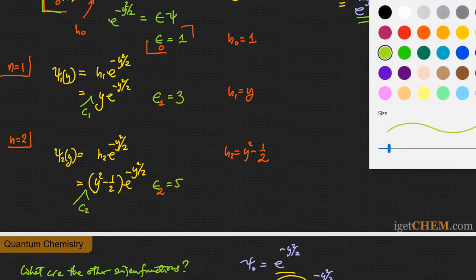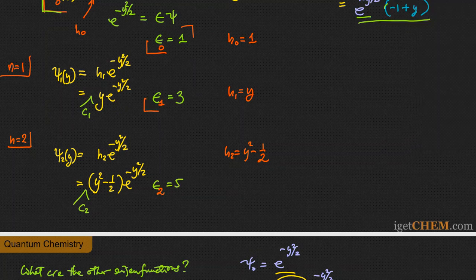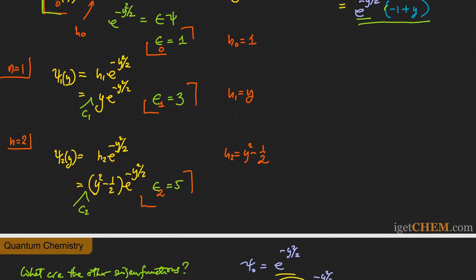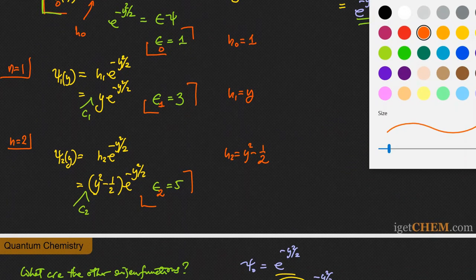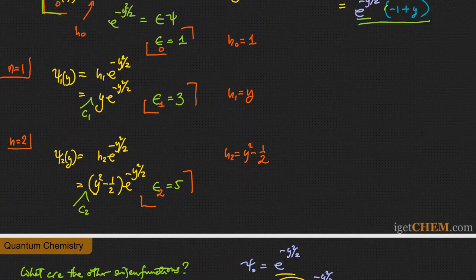So now I have everything for the first three. You can essentially continue. You will see that the other h functions are going to be higher and higher powers of y. You can also look at these eigenenergies, this one, that one, that one.